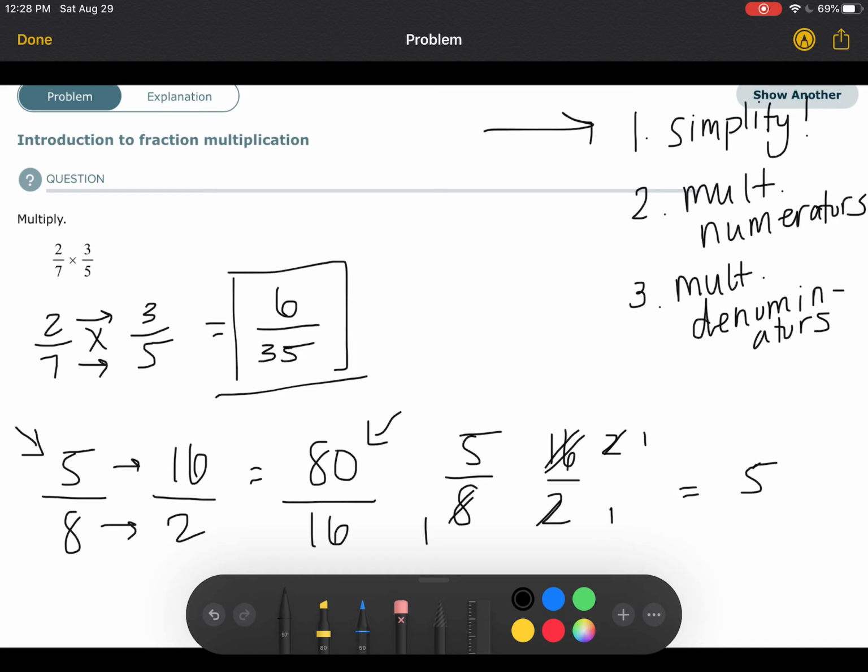So that is how you do it. Just make sure you are multiplying your numerators and your denominators separately, and you should be fine.